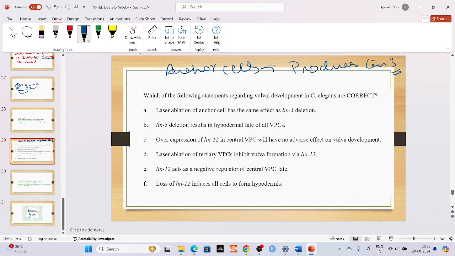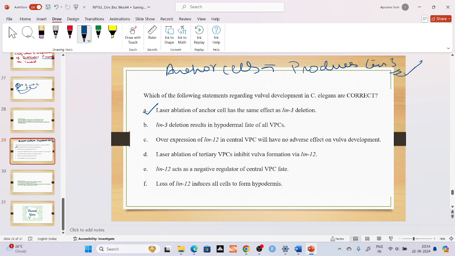The source of lin 3 is also destroyed, because anchor cells are the only ones producing lin 3. So if your anchor cells are destroyed, your lin 3 production is also halted. That means laser ablation of anchor cell has the same effect as lin 3 deletion, because laser ablation of anchor cell actually leads to lin 3 deletion. So this is a correct statement.